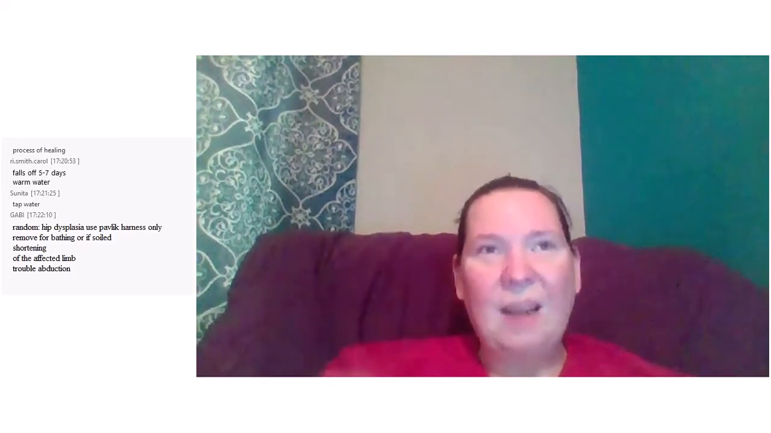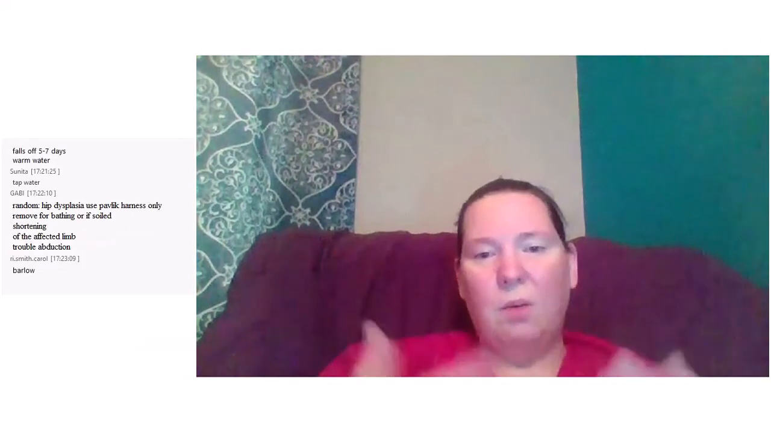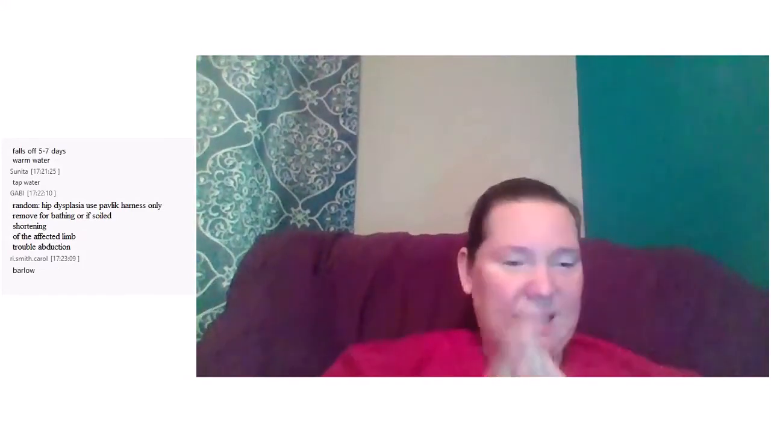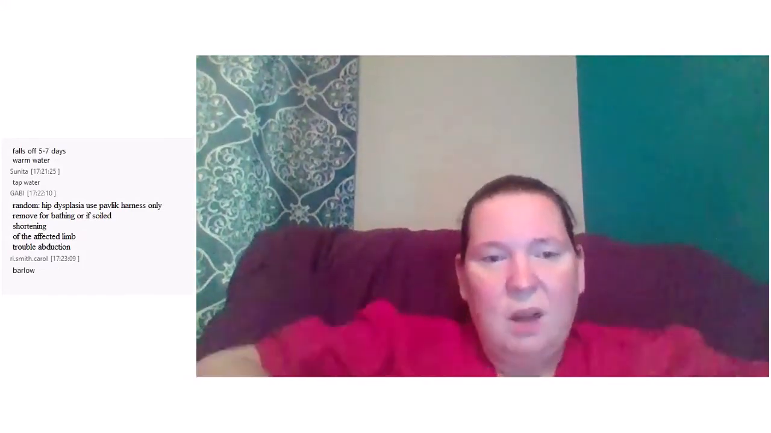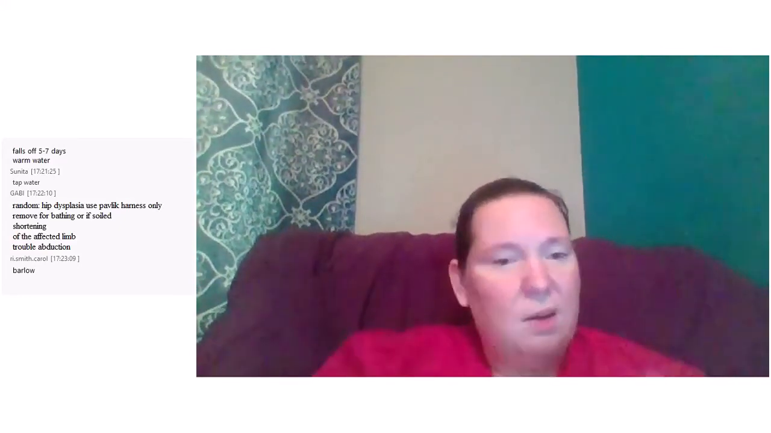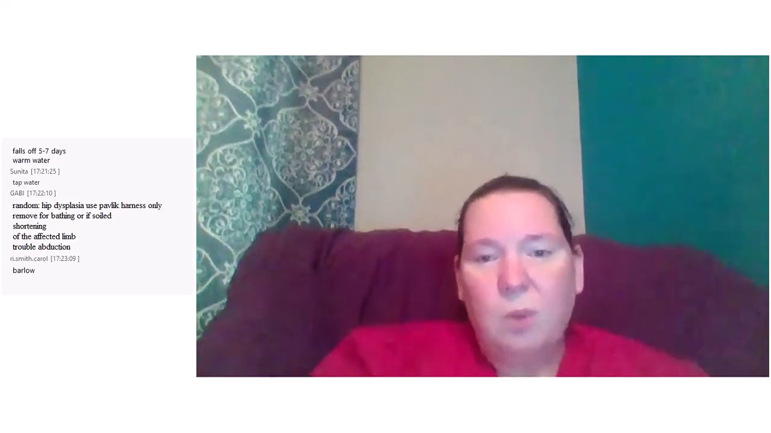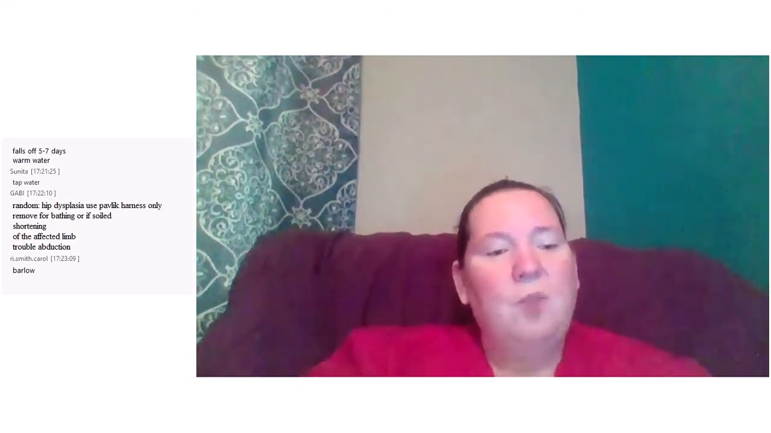So the diagnostic test they use for hip dysplasia is called the Barlow and Ortolani maneuvers. Yes, exactly. So the Barlow is the first test where you're trying to dislocate that hip. And in most babies that don't have hip dysplasia, you're not going to be able to dislocate that hip with normal pressure.